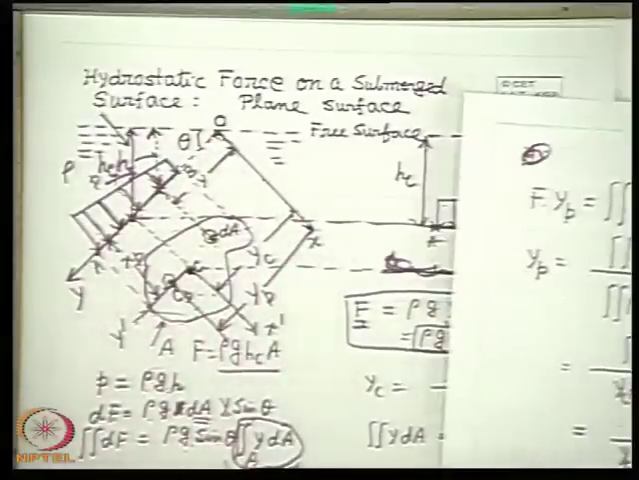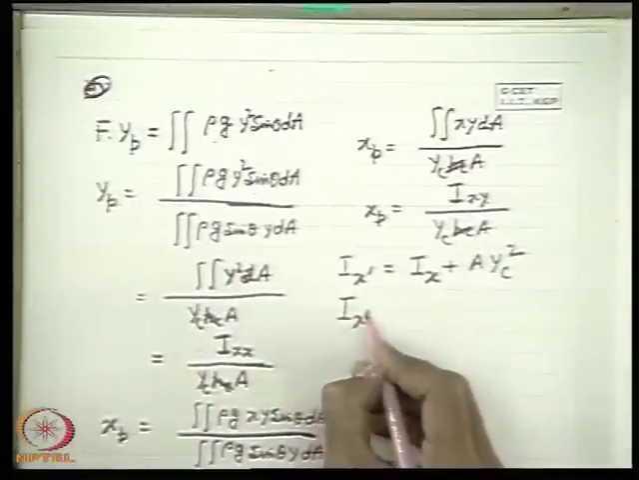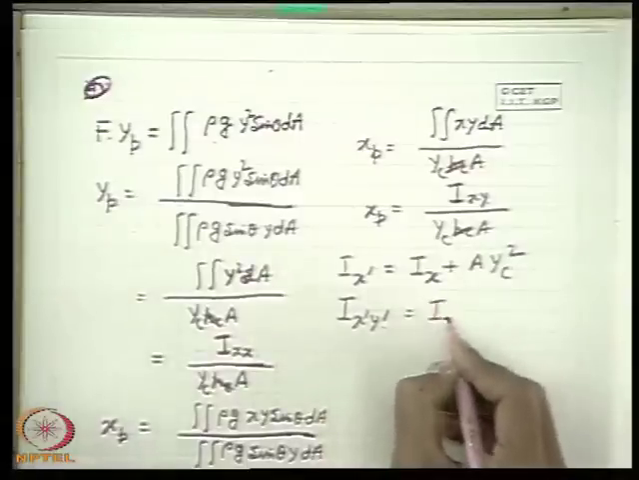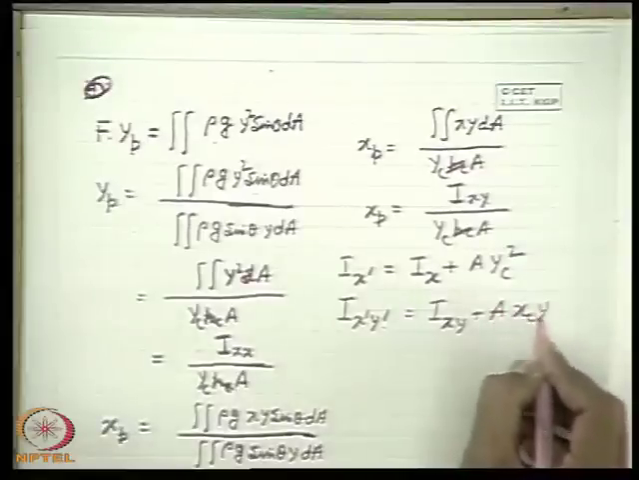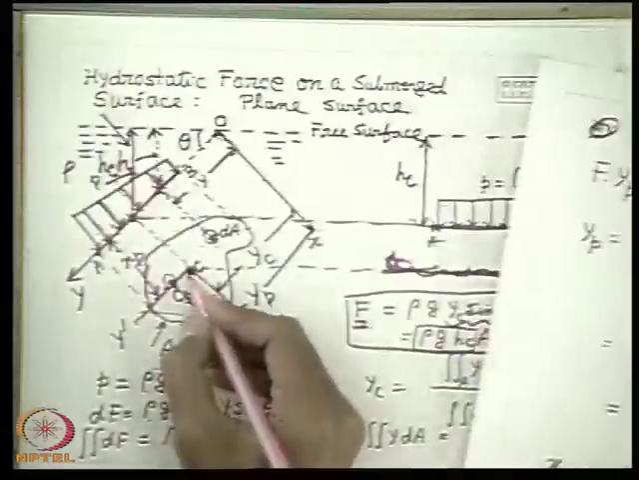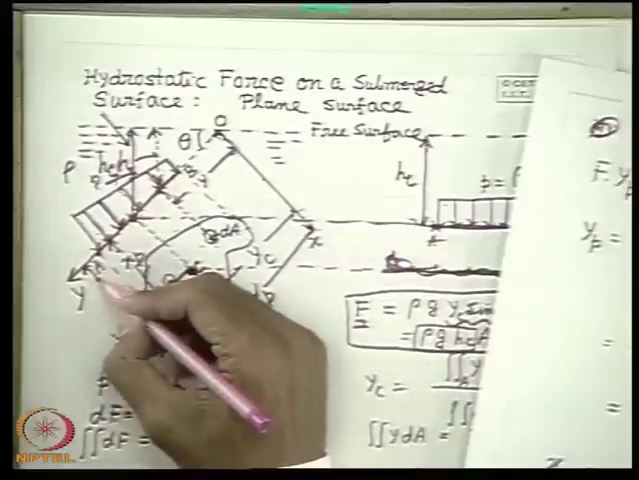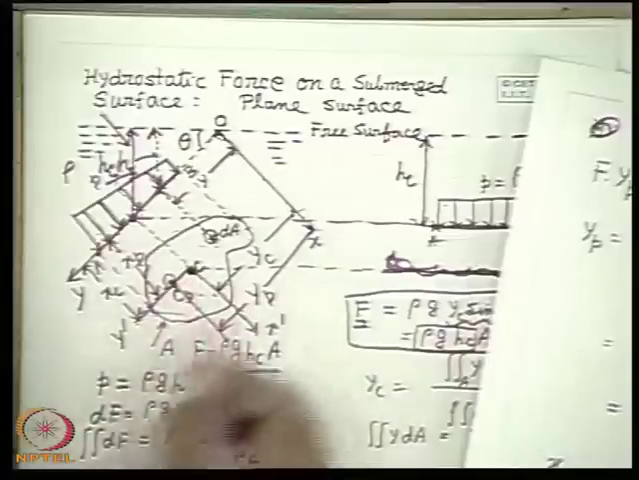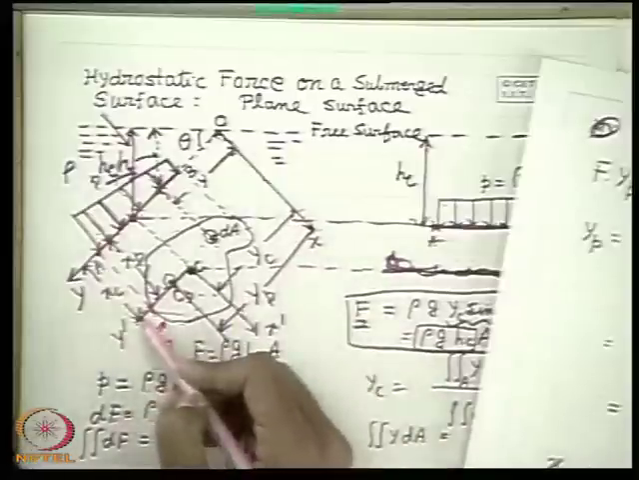Similarly, for the product of area, if I define it with respect to the new x dash y dash axes, this will bear the relationship Ixy equals Ix'y' plus A times the two coordinates which define the new axis from the old one. That means this is Yc, and in that case this is Xc. In our case, our new axis is at the center of area. So Yc and Xc are the y and x coordinates of the center of area.